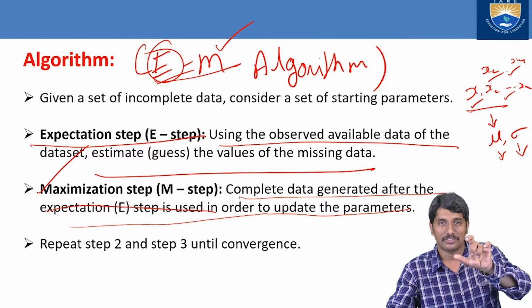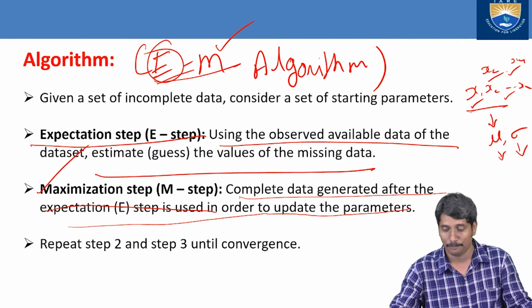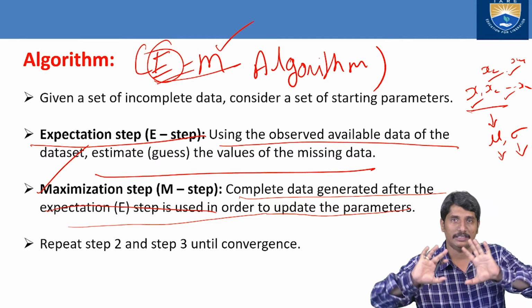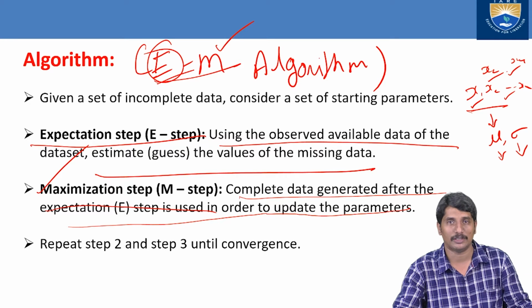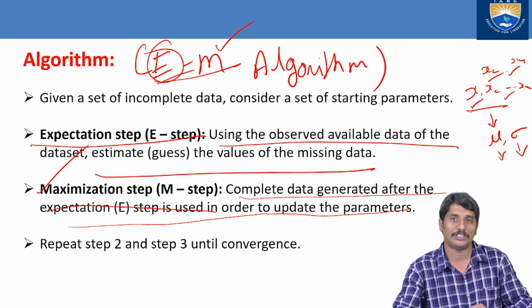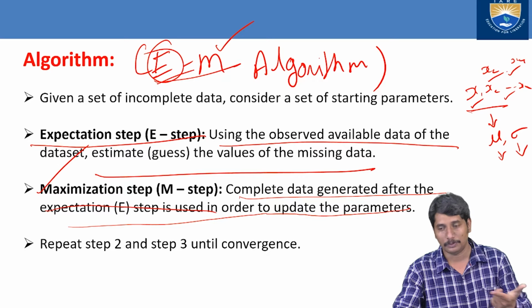That means the same values are repeating, then you will stop the process. That means they have converged, completely saturated, the values have reached the maximum possible extent. Then you will stop. This is called expectation and maximization. So this is an interlinked loop.